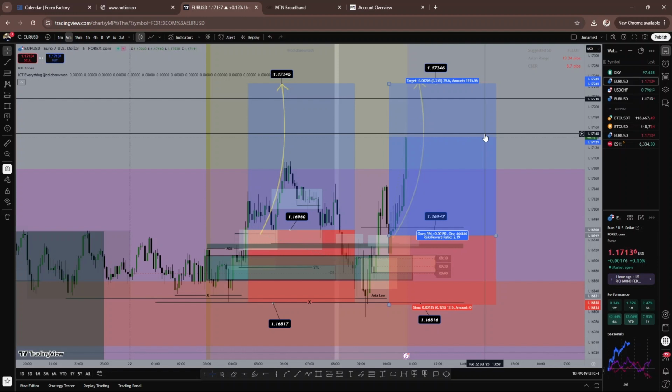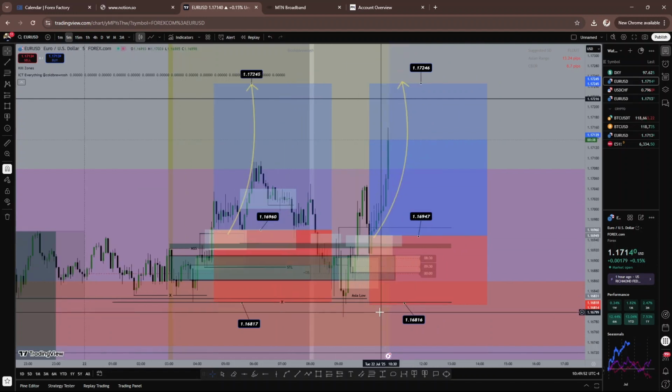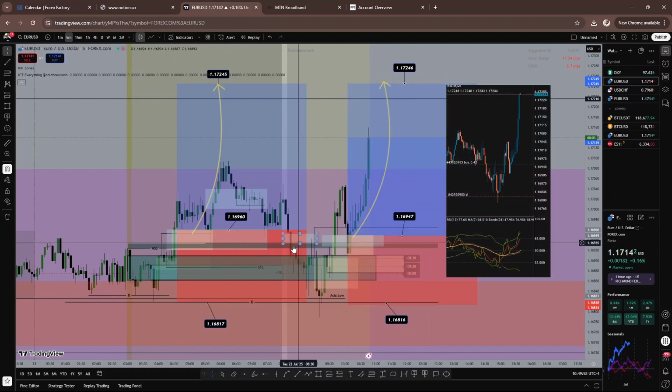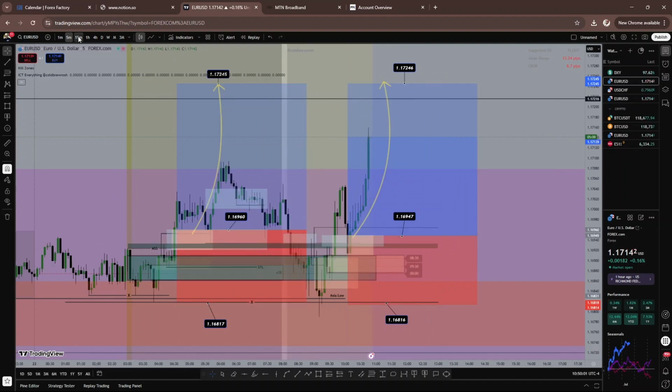Something crazy just happened. Okay, now if you look at my first entry here, you can see how price swept me out of this place. Now you see the second one. I just got this second entry right here. Now, why did I get the second entry?